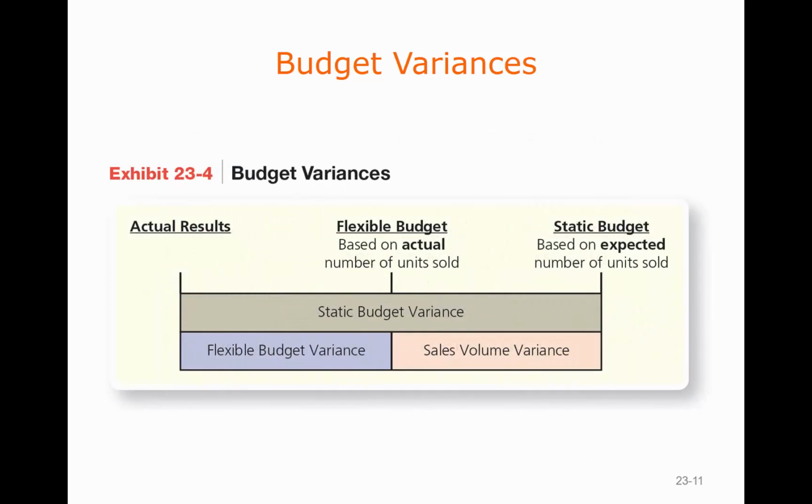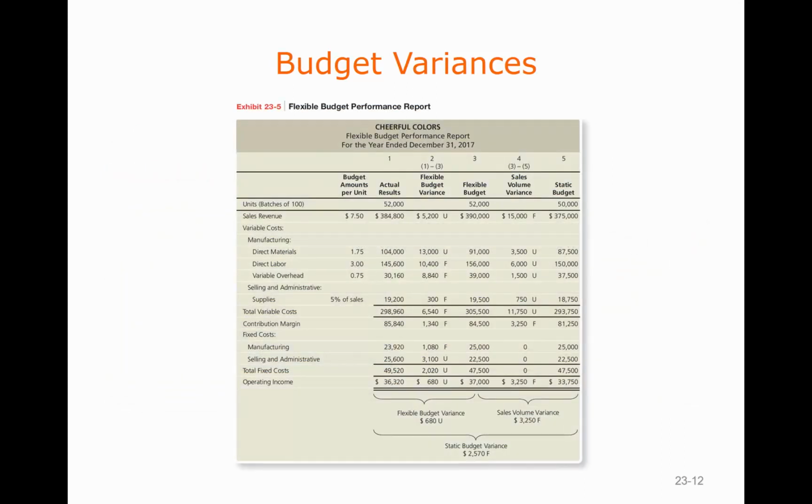All right, so let's take a look. Here's a flexible budget performance report. It's broken into these columns. Don't let them scare you. The first column is amounts per unit. That would be for our revenue and our variable costs, right? Because there's no per unit amount to worry about for a fixed cost.